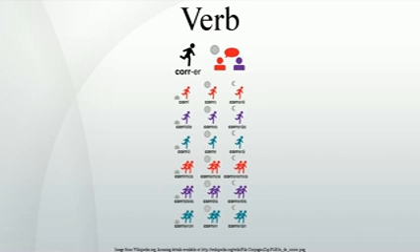Voice. The voice of a verb expresses whether the subject of the verb is performing the action of the verb or whether the action is being performed on the subject. The two most common voices are the active voice, as in "I saw the car," and the passive voice, as in "the car was seen by me," or simply "the car was seen."